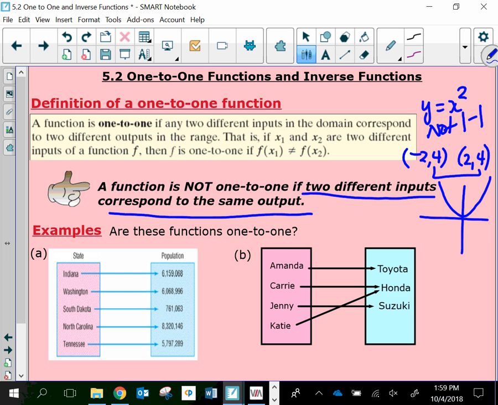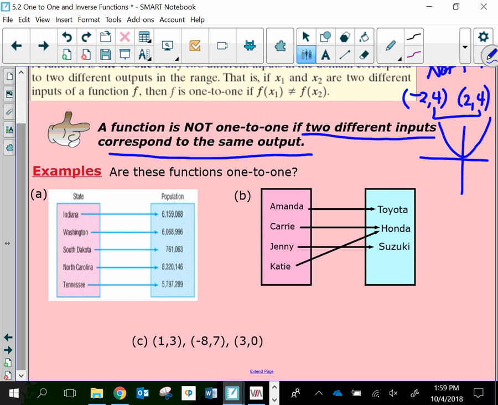Okay. All right. Let's look at these functions. We've got populations. Notice who made the list. South Dakota. Get that puny little population. Anyway, so we got Indiana has a population, Washington, South Dakota, North Carolina, and Tennessee.